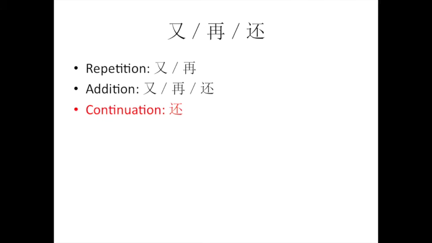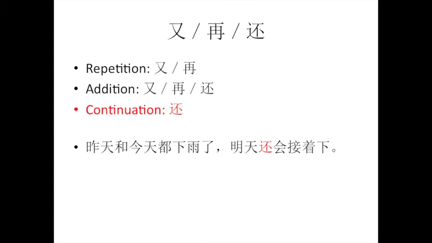Now let's look at the case of continuation. When there's no repetition or addition, but just one action that keeps going, we can only use 还, which has the sense of still. 比如，昨天和今天都下雨了，明天还会接着下。Yesterday and today both rained, and tomorrow is going to continue.